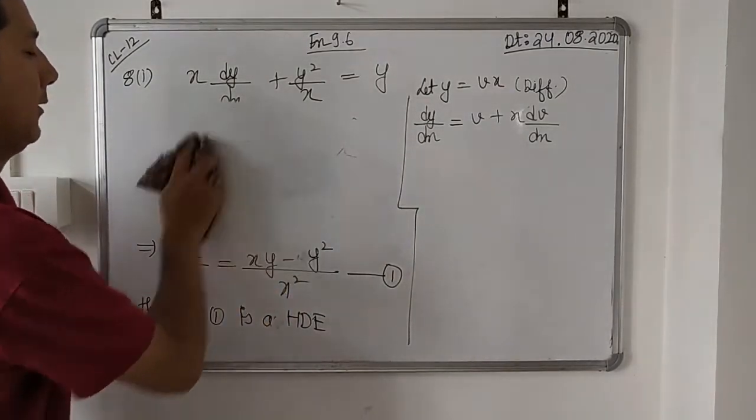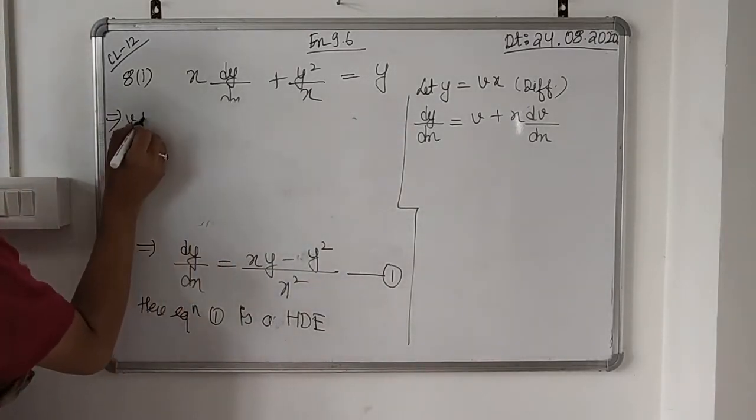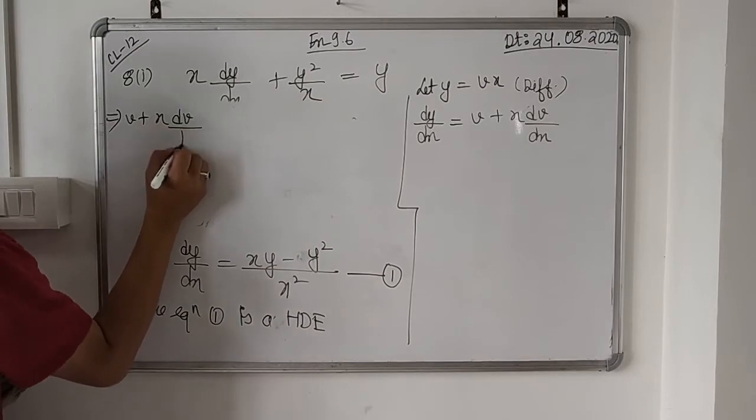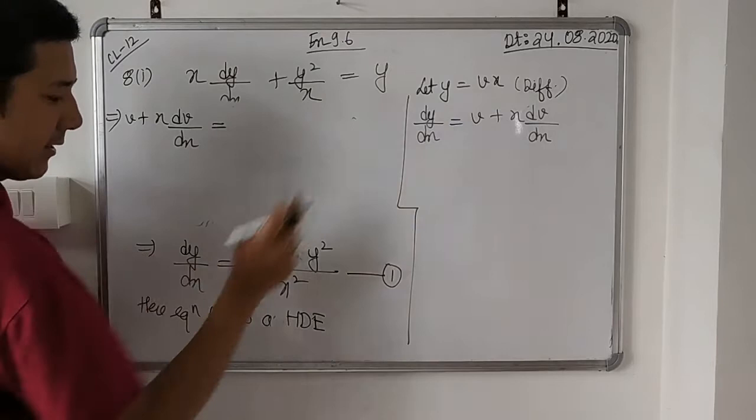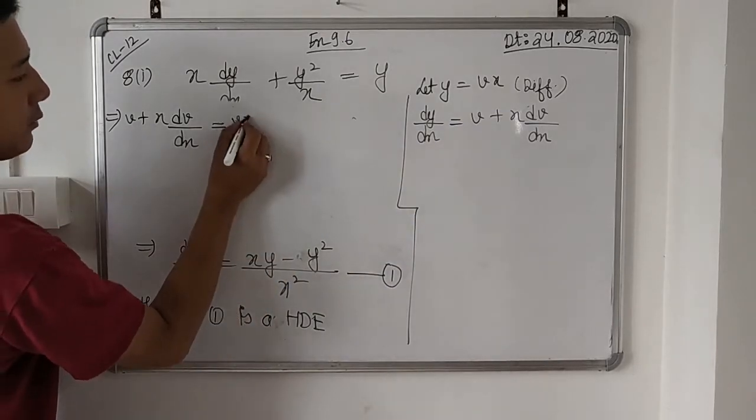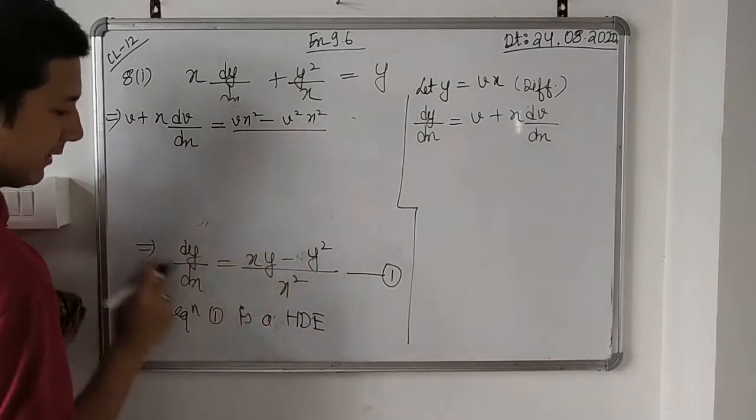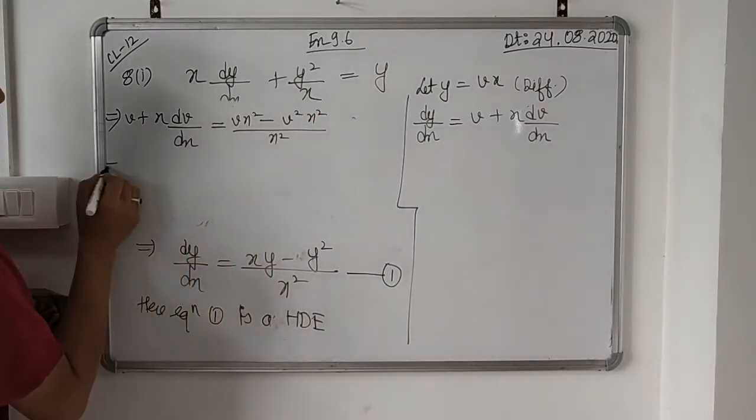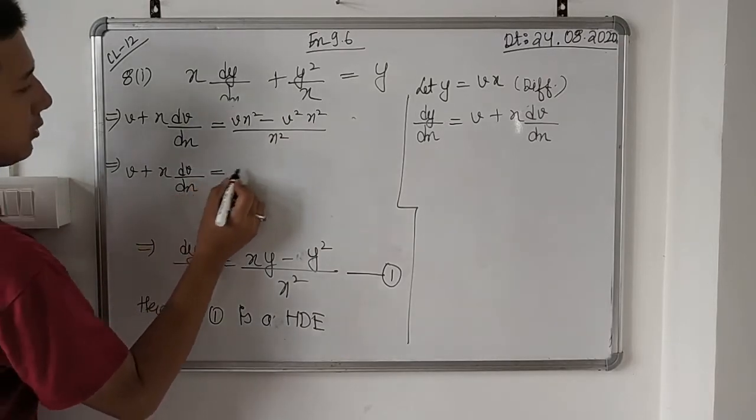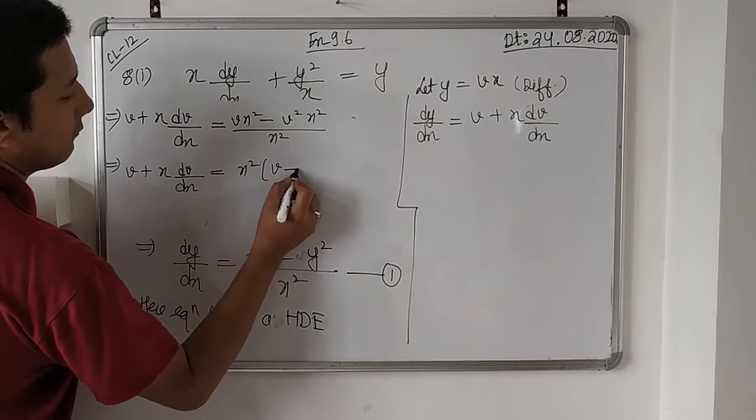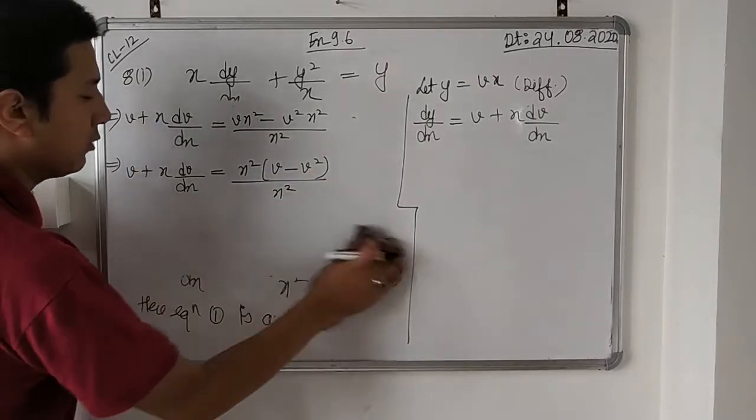Therefore, in place of dy by dx, we will be getting v plus x dv by dx, which equals x. What is the value for y? vx. So hence it will be (vx square minus v square x square) divided by x square, right? So therefore v plus x dv by dx equals x square common, so (v minus v square) divided by x square.